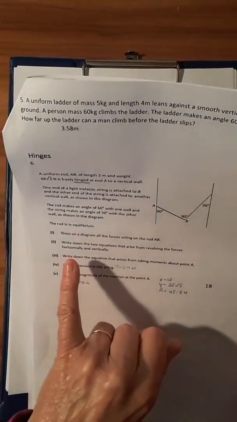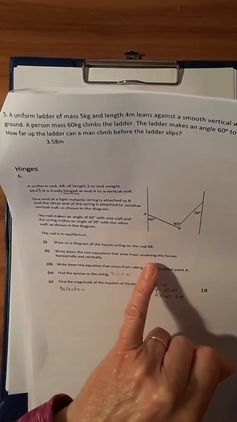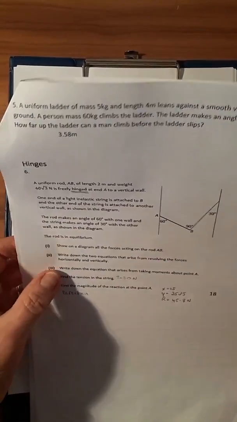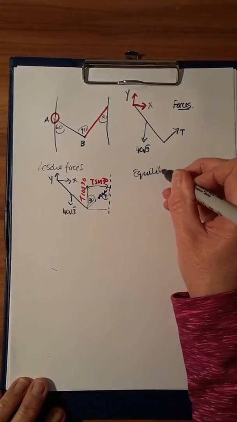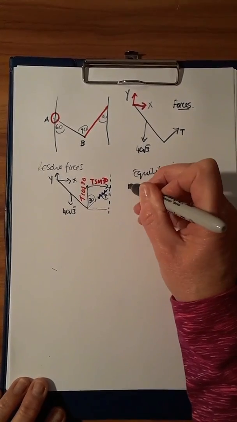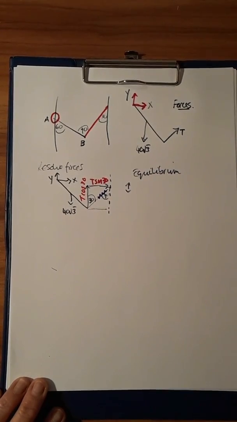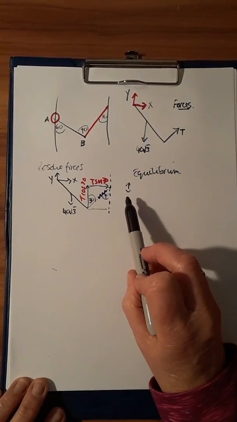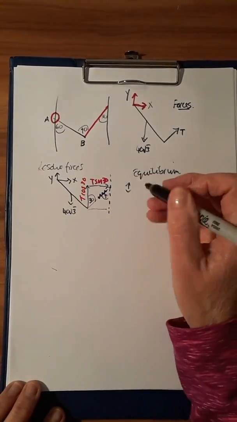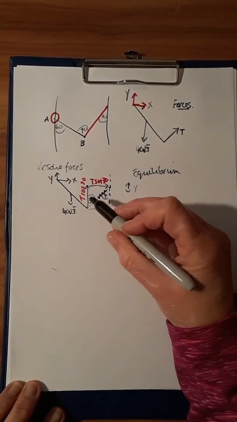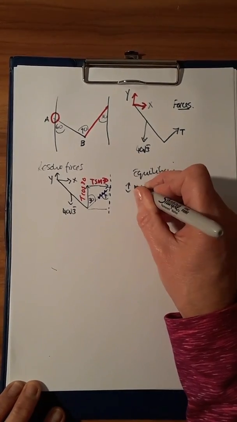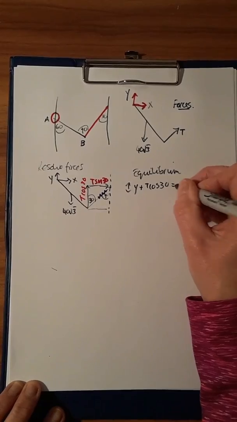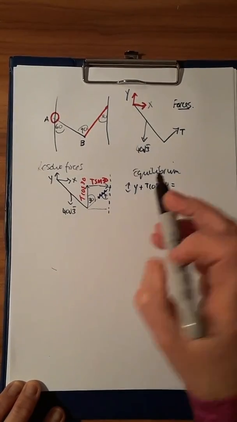So now I can do the second part of the question, which says, write down two equations that arise from resolving the forces horizontally and vertically. So we're going to assume that this rod is in equilibrium, and if it's in equilibrium, then the up and down forces have to be equal and the left and right forces have to be equal. So for the up and down, the y force is up, and I've got a T cos 30, that's also acting in an upward direction. They must be equal to the downward forces. There's only one, 40√3.